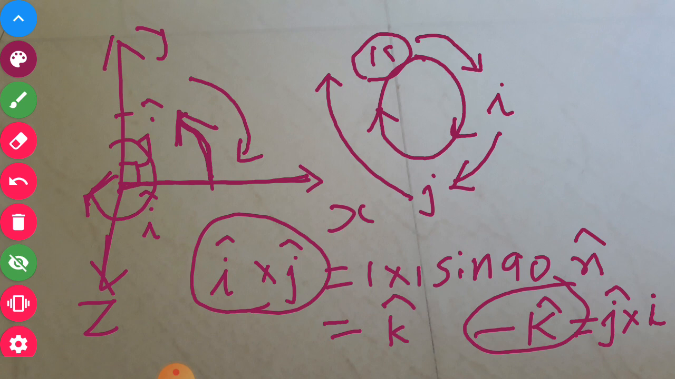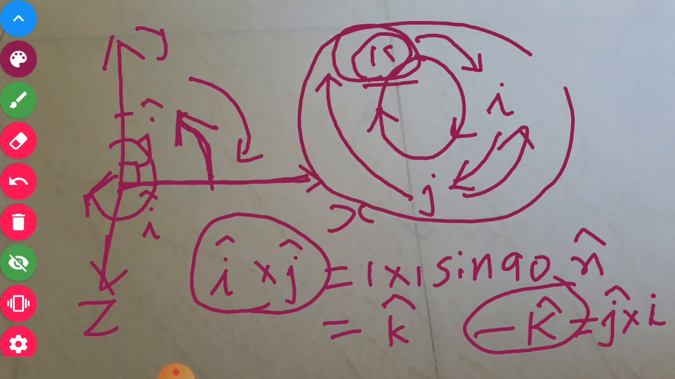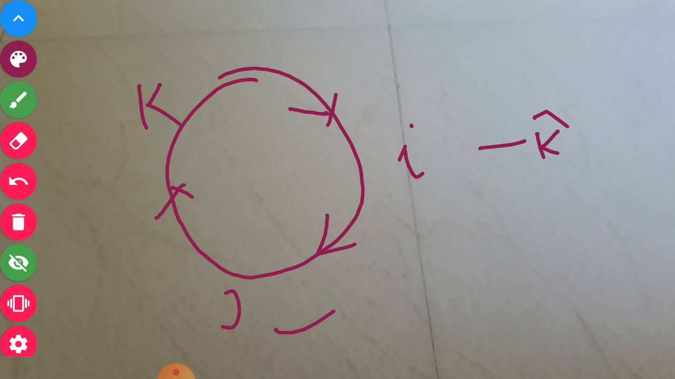So i cross j gives you k cap, and j cross i will give you minus k cap. So this circle you should remember. Again I am doing it for you, this circle is very important: i, j, k. i cross j gives you k, j cross k will give you i, and k cross i will give you j, and the opposite will be negative. If you find j cross i, then it will be minus k cap. So these are the properties.